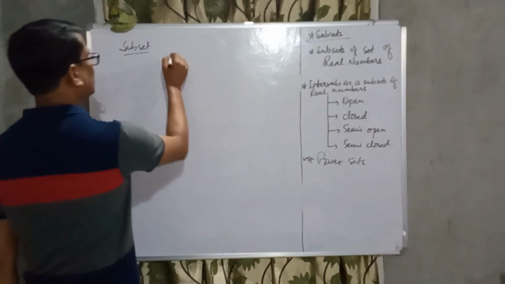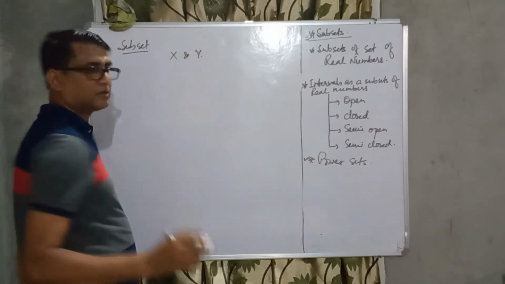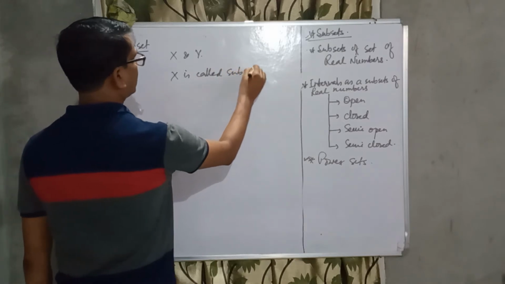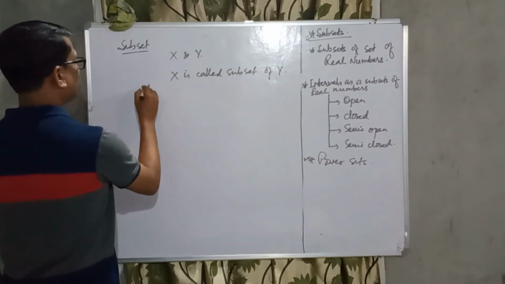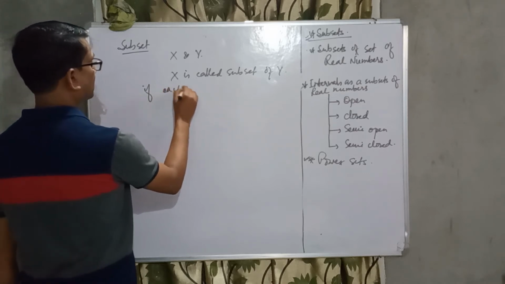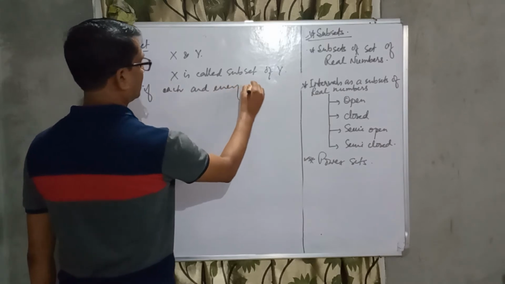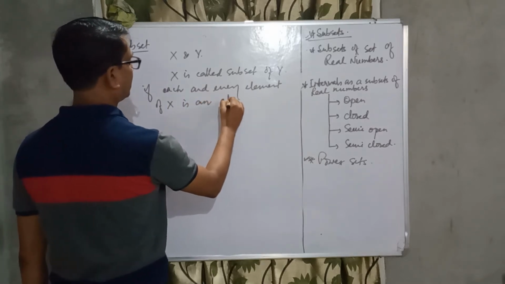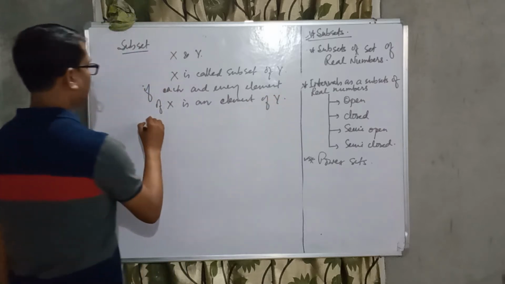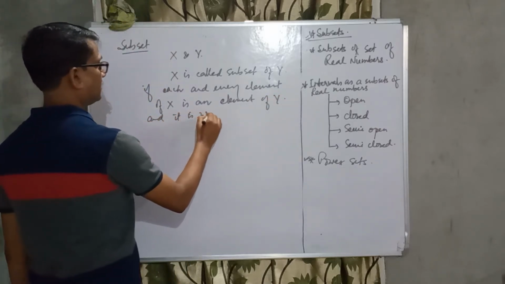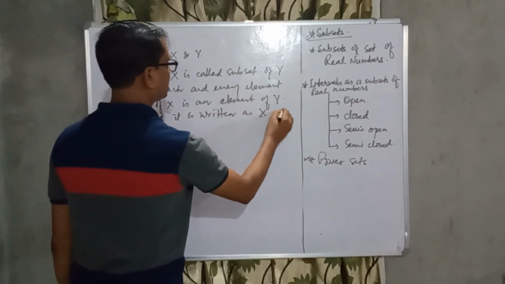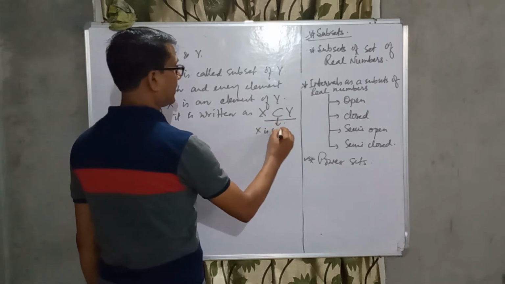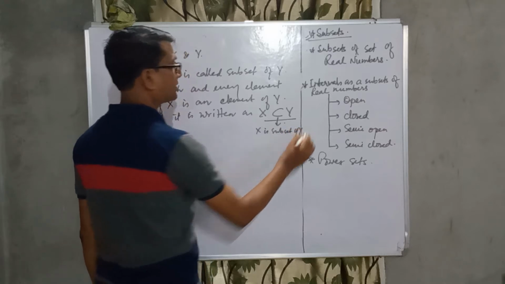If x and y are two sets, x is called a subset of y if each and every element of x is an element of y, and it is written as x ⊆ y. This is the symbol of subset. We read this as x is a subset of y.